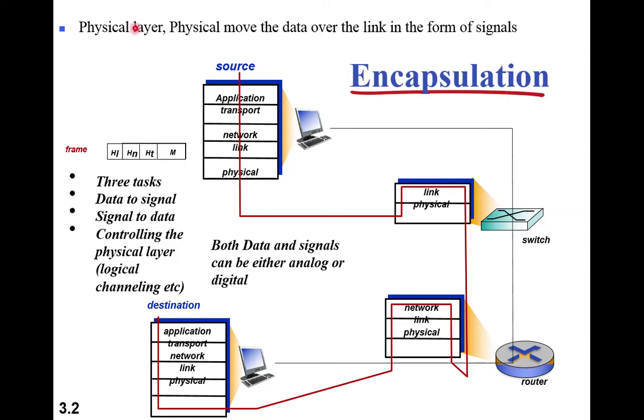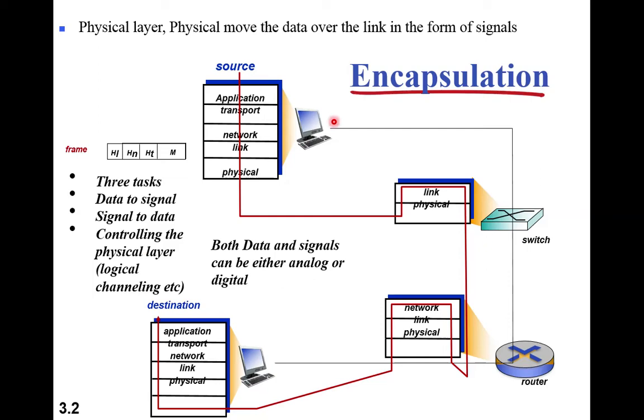We are now considering the physical layer. When we finish the physical layer, we will complete the 5 layers of the TCP/IP protocol suite. So the physical layer moves the data over the link in the form of signals. It has 3 tasks: the data is converted to signal, the signal is converted to data, and controlling the physical layer.